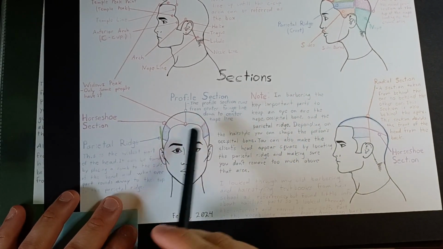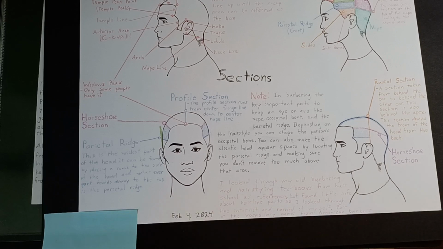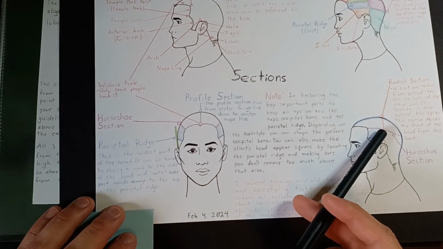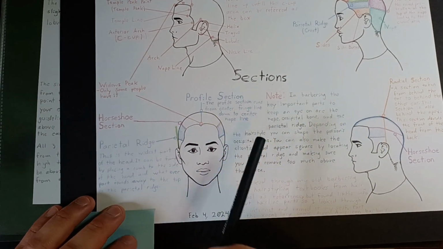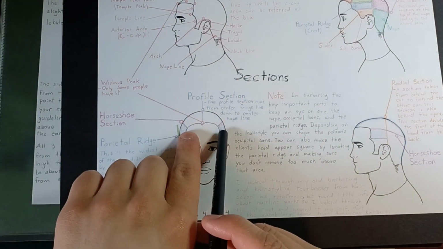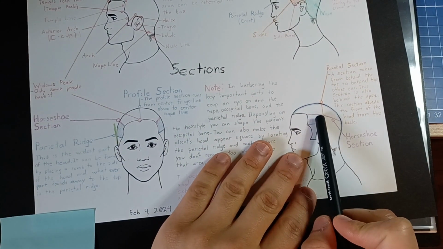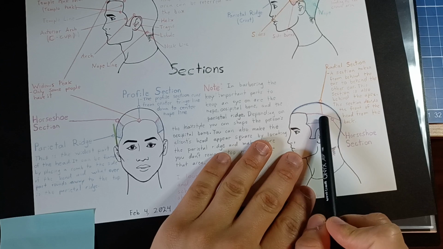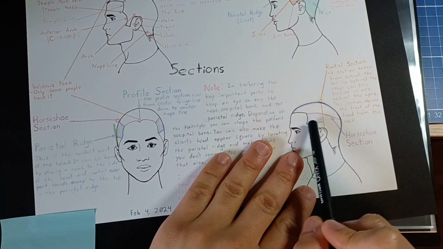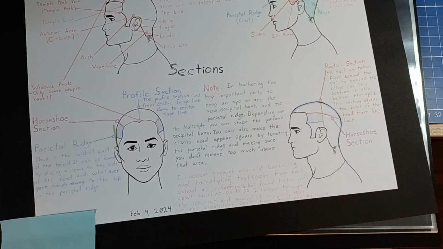Going back to this bottom part here, we've got sections. These sections are for cutting, and it's important to know about them. I already mentioned the profile and the radial section earlier. We also have the horseshoe section, which starts at both ends of your parietal recessions, goes across the parietal ridge, dips down towards your occipital bone here, across, and then back directly to the other end of your parietal recession.